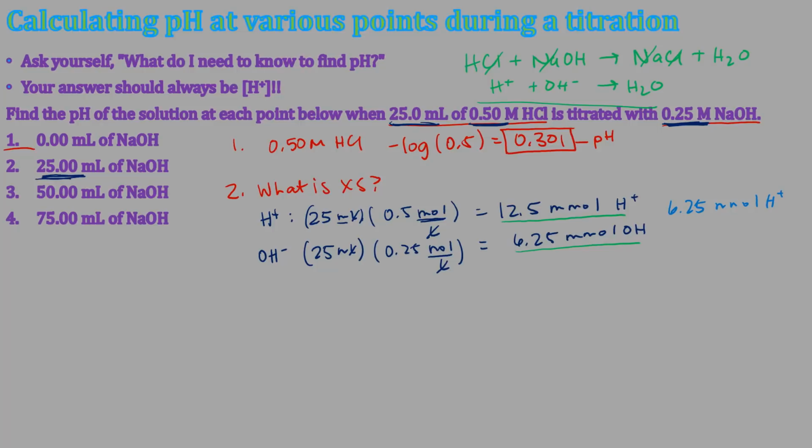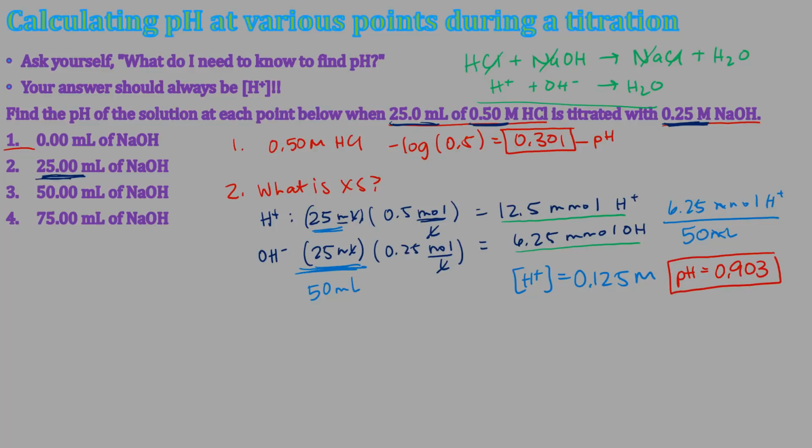Now the problem is that I have added this volume to this, so my total new volume is 50 milliliters. I'm going to divide this by 50 milliliters to get my new concentration, and the milli in millimole and the milli in milliliter cancel out. I get that my H plus concentration is equal to 0.125. Now I can find my pH, just take the negative log of 0.125, and I end up getting 0.903.